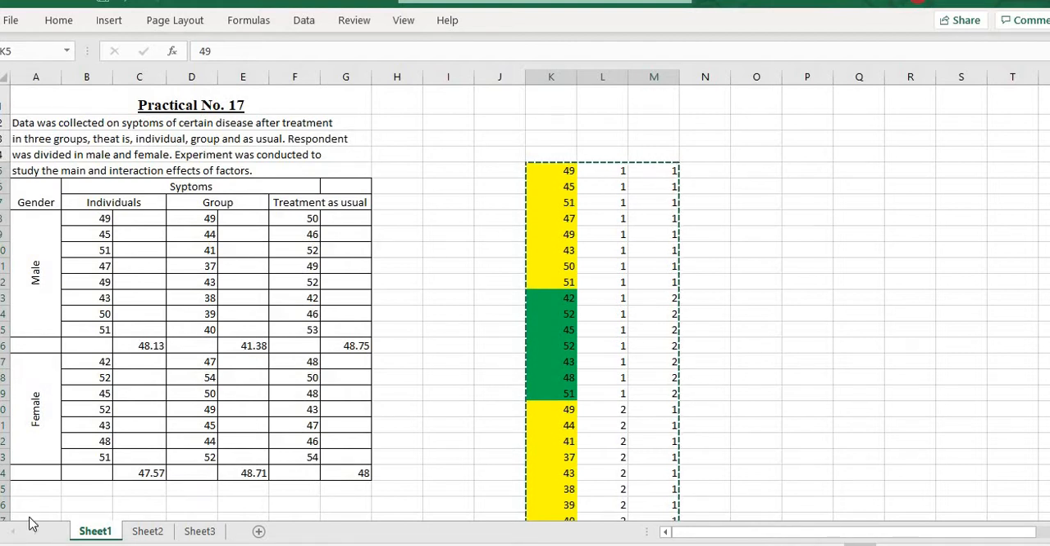Students, this is one of the previous lectures of Stat 711, which could not be uploaded due to some problems. Here I shared practical number 17.